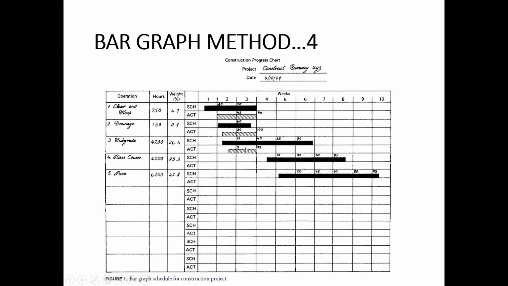This bar chart shows that the time dimension is on the upper part of this table, in weeks. It shows that this clear and grub activity will take 3 weeks to complete. By the end of the first week, there is this number over here, 20. 20% of the work will be completed.